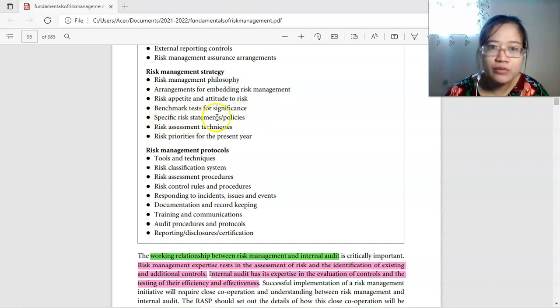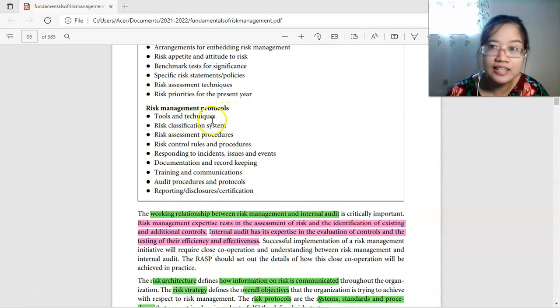And then, we have specific risk statements or policies, risk assessment techniques. So, ito, treatment na, no? How do you deal with the risk? And then, you have risk priorities for the present year. Siyempre, unahin yung mas malaki yung effect or possible effect on the company. And then, you have protocols, so tools and techniques na pwedeng gamitin to deal with the different risks. Then you have your risk classification, risk assessment procedures, risk control rules and procedures, responding to incidents, issues, and events. More on process na ito: documentation and record keeping, training and communications, audit procedures, protocols, reporting, disclosure, and certification.